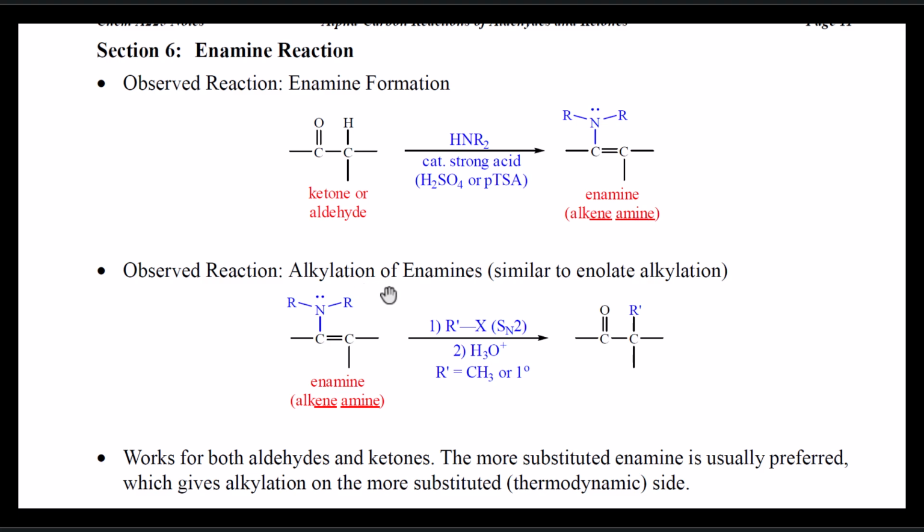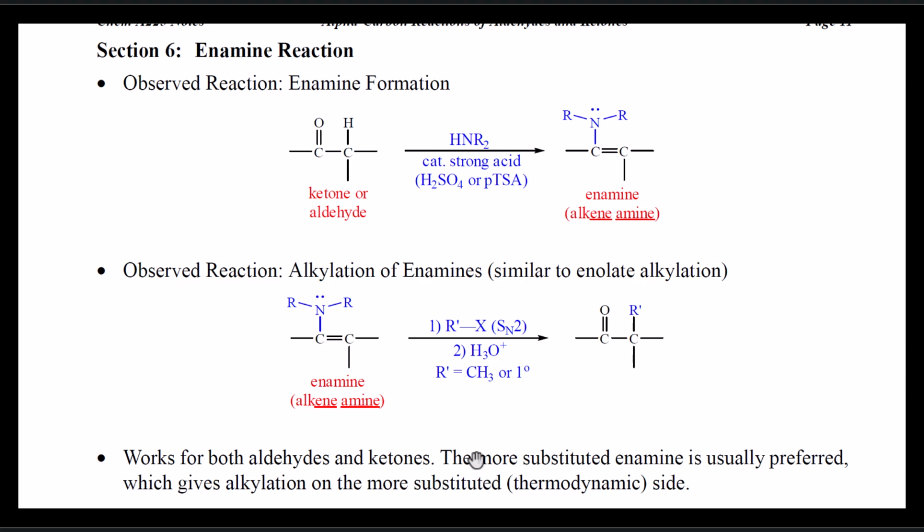Once we form the enamine, we can use it to react with an alkyl halide. It will do an SN2 reaction from the alpha carbon to become connected to the alkyl halide. And then we will hydrolyze the result to give us a carbonyl back. Therefore, if we compare the final product to the initial reactant, we can see that we have replaced an alpha hydrogen with the carbon group of our alkyl halide. This works for both aldehydes and ketones.